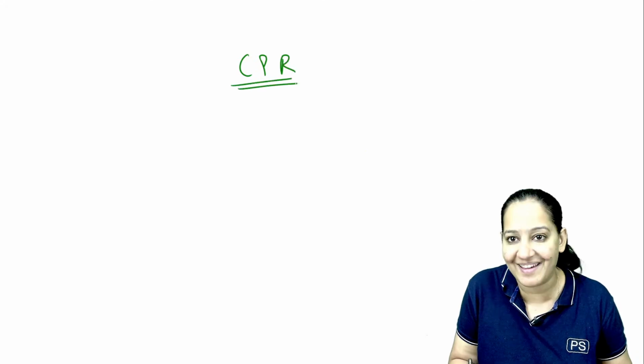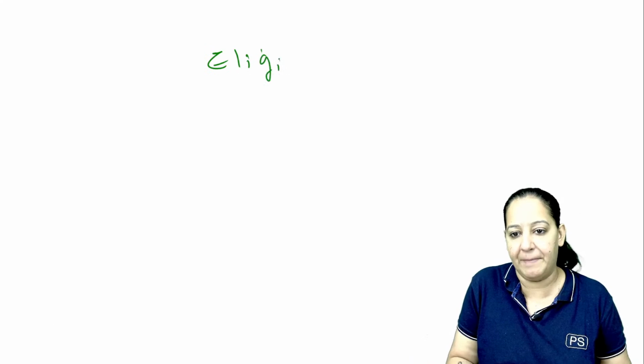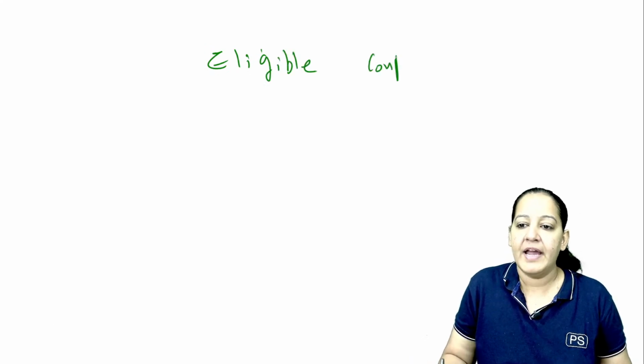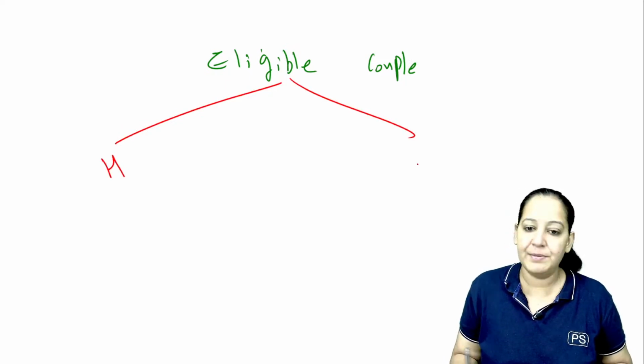Okay, couple protection rate होता क्या है? उसके लिए एक दूसरी चीज समझनी पड़ेगी. What is an eligible couple? है ना. Eligible couple क्या होता है? Who is the eligible couple? In every couple there is one husband and one wife. I mean there is a male and a female. So this is husband, this is wife.